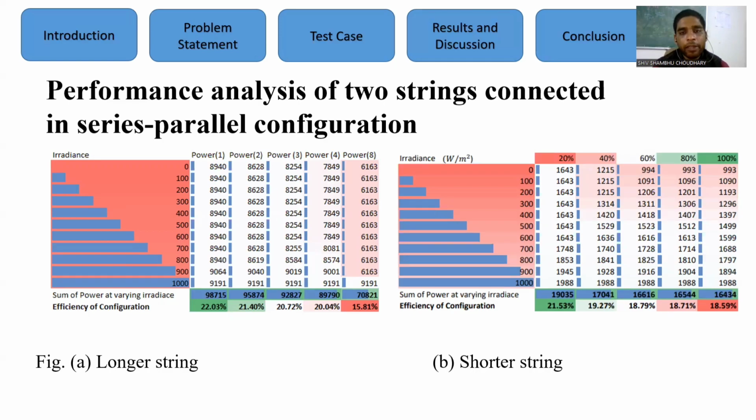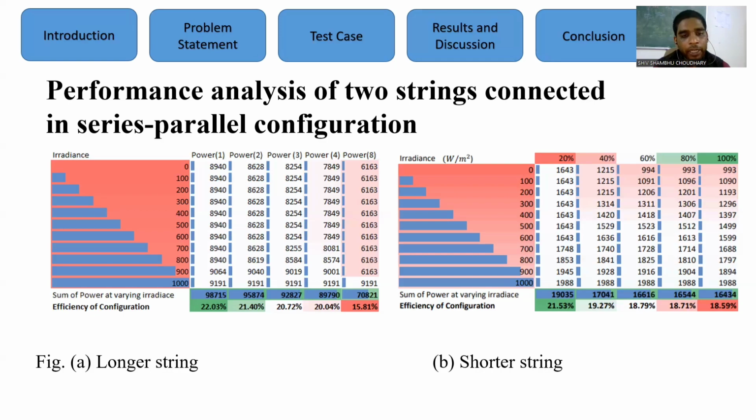Next comes the performance analysis of 2 strings connected in series parallel configuration. Here what we have done, we have connected 2 strings in series parallel configuration and formed 2 systems. One system has 23 modules connected in series and it is called the longer string, and the effect of shading is observed by keeping one string at full irradiation all the time and the other string is tested under the varied irradiation level from 1000 to 0 to calculate its efficiency. Similar phenomena is observed for a shorter string where the string length is 5 modules.